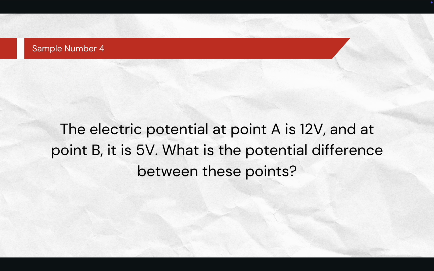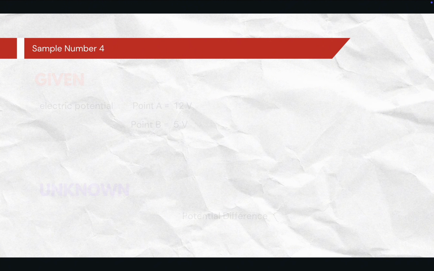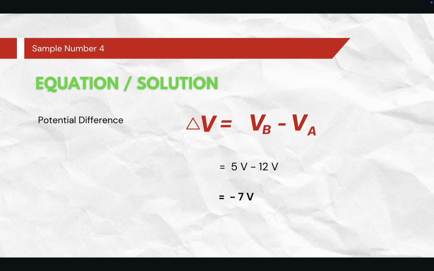May bonus sample number pa tayo. The electric potential at point A is 12 V and at point B it is 5 V. What is the potential difference between these points? So, ang given is electric potential, so hindi na natin kailangan mag-solve for the electric potential kasi given naman na yun. Ang hanapin lang natin is yung potential difference. So, i-minus lang natin yung point B sa point A. So, 5 V minus 12 V is equal to negative 7 V. Yun yung potential difference ng sample number 4 natin. So, ganun lang kadali.